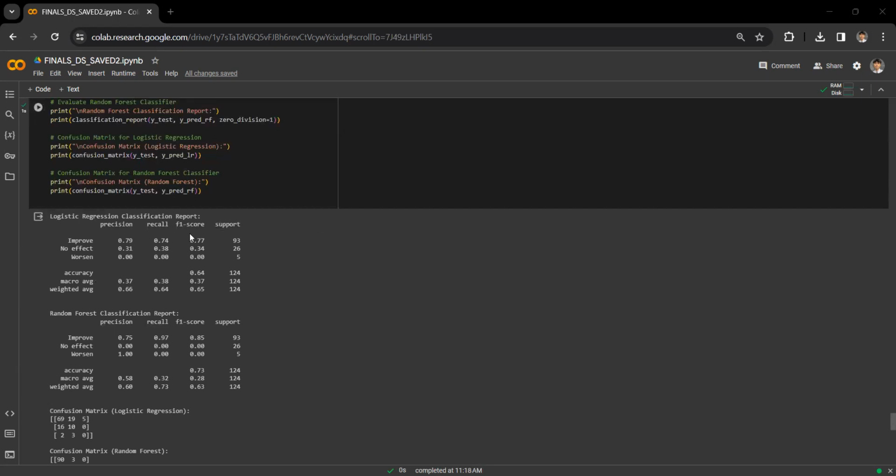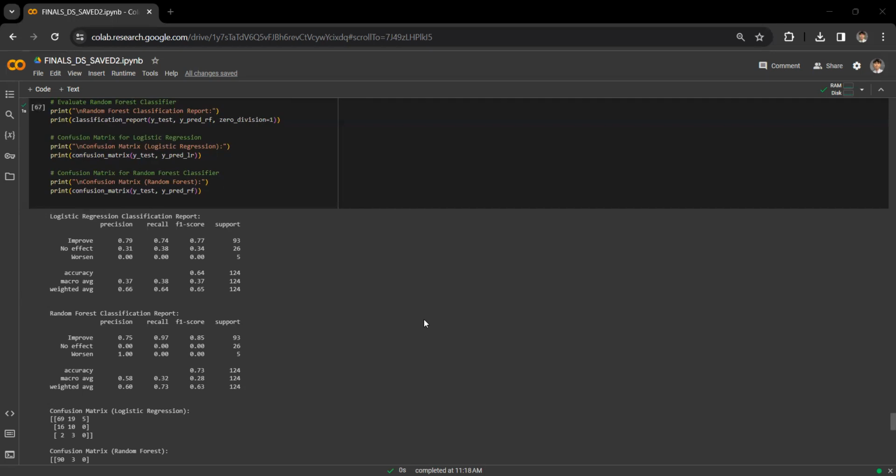For improve, our model achieved a precision of 79%, indicating that when it predicted improvement, it was correct 79% of the time. The recall, or the ability to capture all instances of improvement, was 74%. For no effect, precision and recall were lower at 31% and 38% respectively. Interestingly, our model struggled to predict instances of worsen with precision and recall both at 0%. Overall accuracy for the logistic regression model was 64%, suggesting room for improvement.